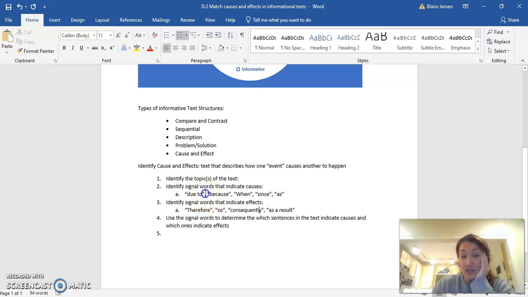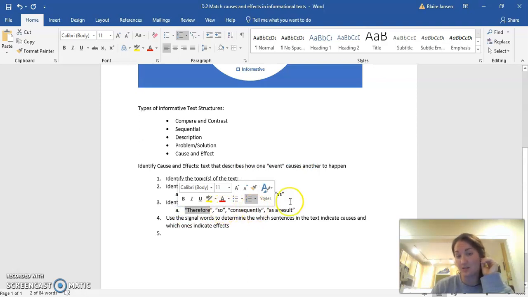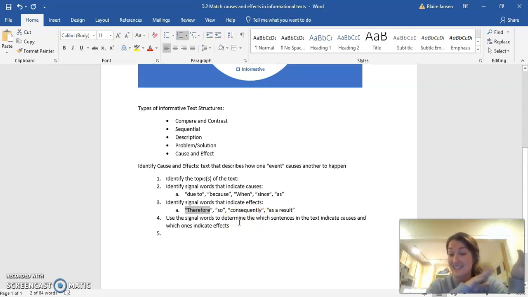When you see due to the fact, because, when, since, and as, that shows a cause is coming. When you see therefore, so, consequently, or as a result, that shows you an effect is coming. You're going to use those signal words to determine which sentences in the text are showing causes and which sentences in the text are effects.